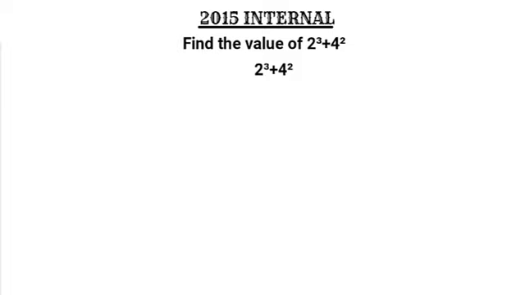So the next thing we're going to do is now expand these indices given. So 2 raised to the power 3, that means we're going to multiply 2 by itself thrice, like this. Then we're going to add the answer we're going to get from 4 raised to the power 2, which is going to be 4 by 4. Then we're going to multiply these expressions in brackets.